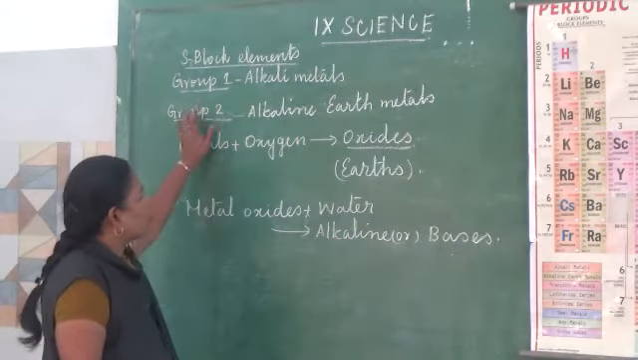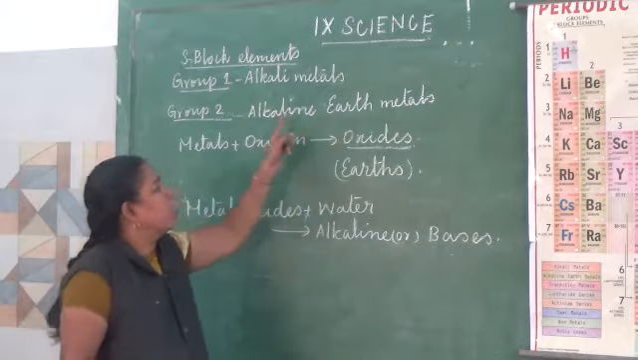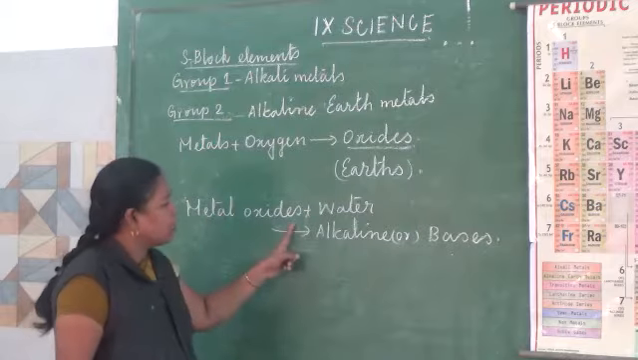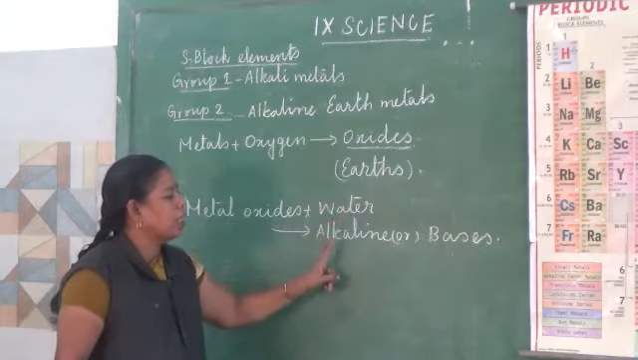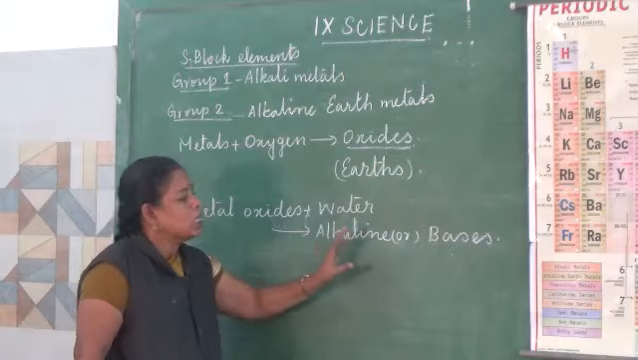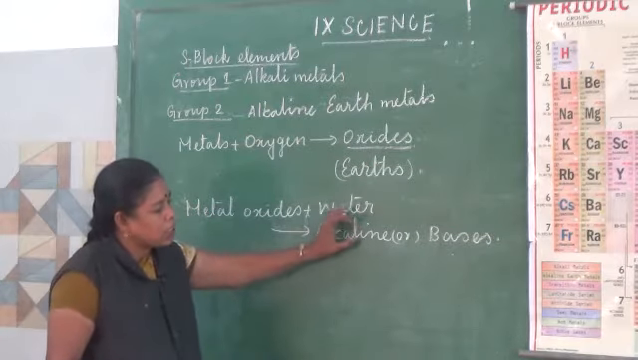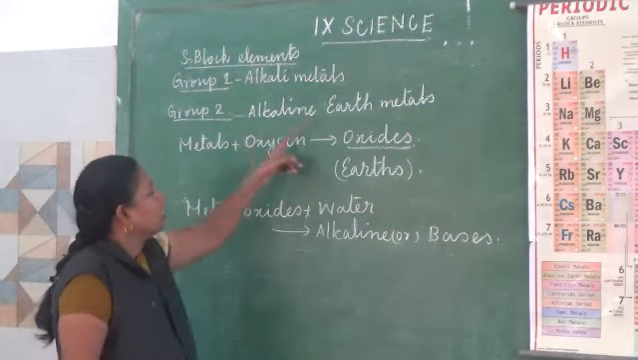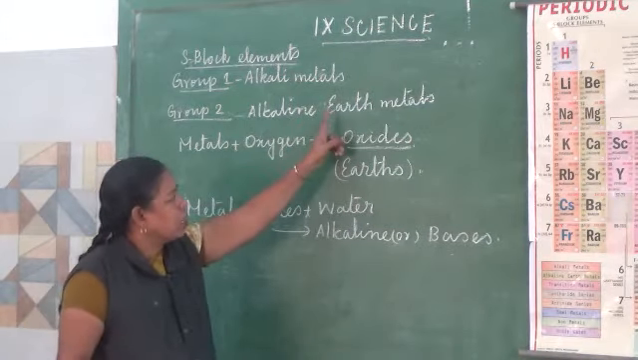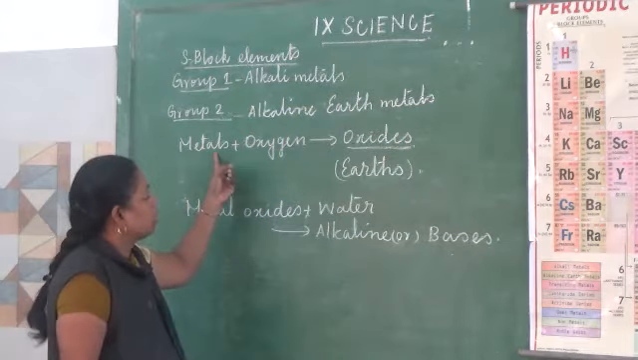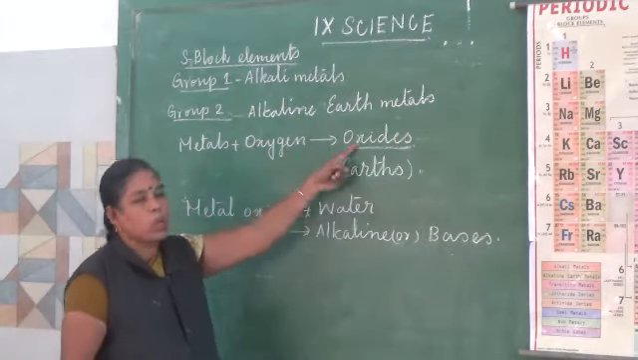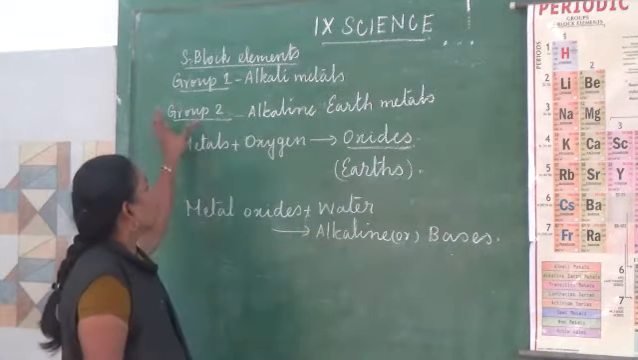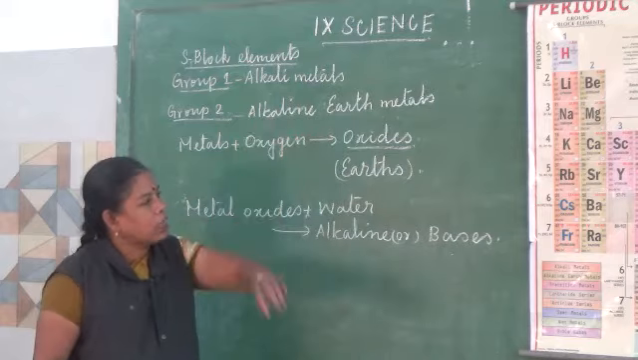So these group 2 metals are called alkaline earth metals. Why is it called alkaline? The oxides of these metals react with water and form alkaline or bases. So the bases turn vegetable dye from red to blue. And why is it called earth? Earth here means when these metals react with oxygen, they form oxides. The oxides are earlier called earths. So these group 2 elements are called alkaline earth metals.